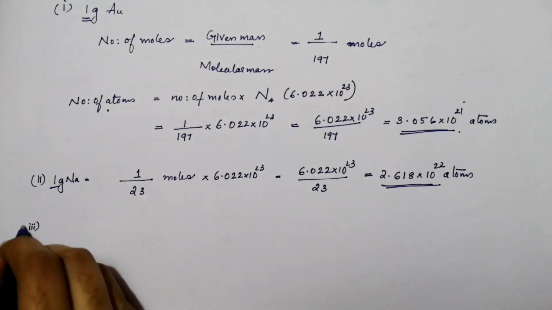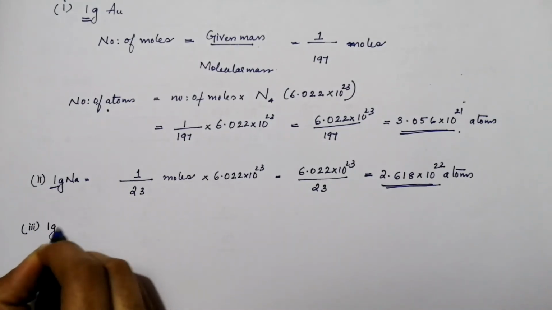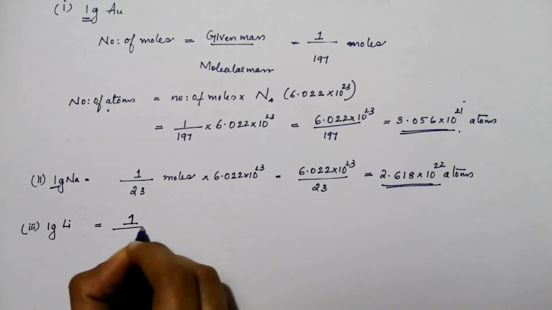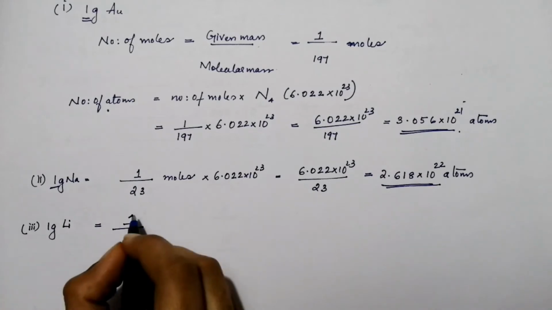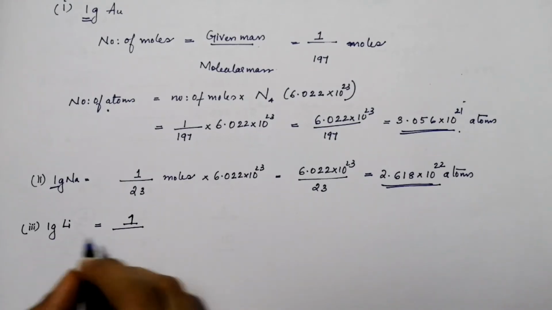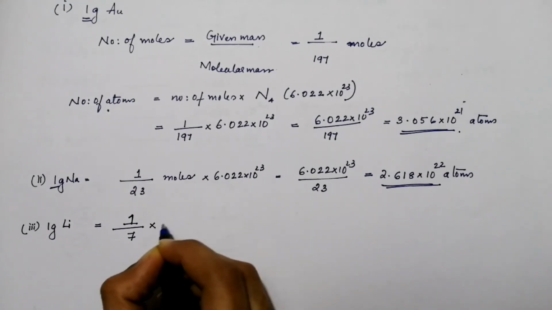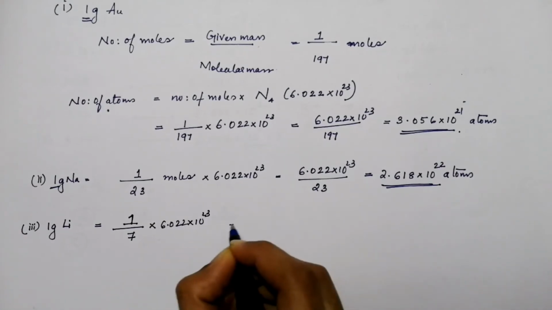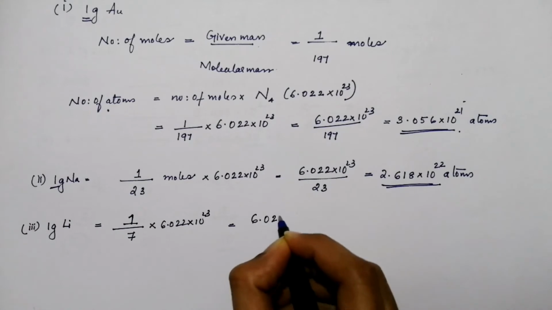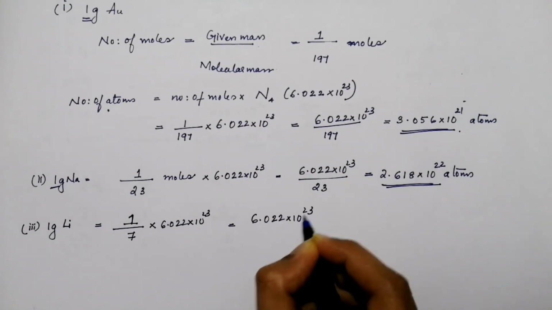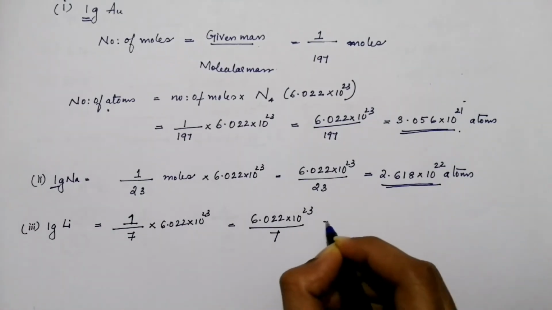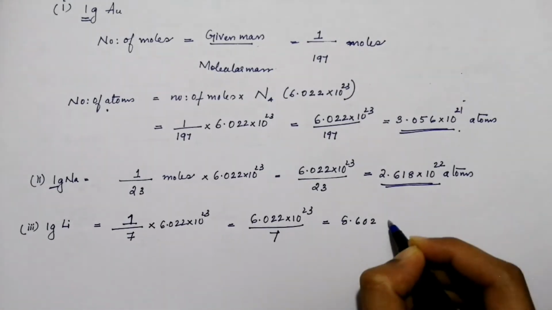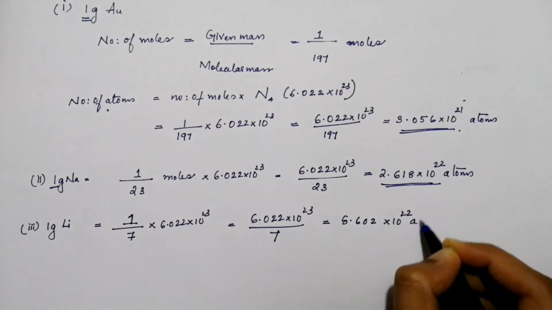Similarly, let us try doing the third option, that is 1 gram of lithium. Let's first calculate the number of moles, wherein we divide the given mass, that is 1, by its molecular mass. For lithium it is 7, and then multiply it with the Avogadro number, 6.022 into 10 power 23. Solving this, we have 6.022 into 10 power 23 divided by 7. This is equal to 8.602 into 10 power 22 atoms.